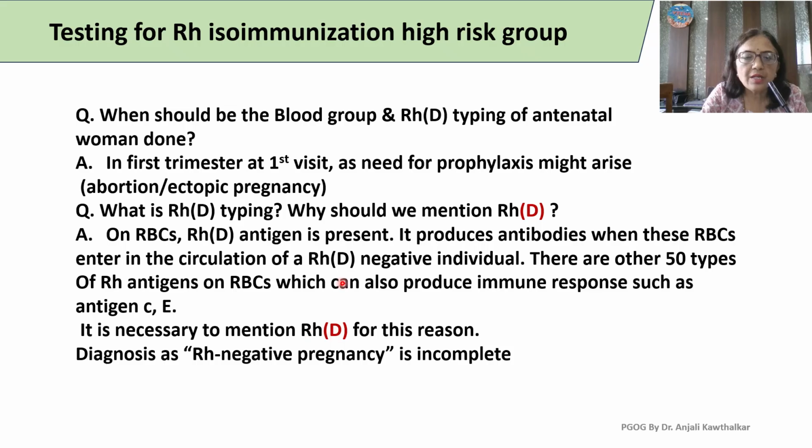When you say RH, there are so many others which might be there, and whenever we use RH, we need to write D. Otherwise, what we see nowadays in the current literature is that RH has been removed, and only D positive, D negative is written. Then there is no need to be more specific. But if you are writing RH, you need to write D in brackets, capital D in brackets. Diagnosis as only Rh negative pregnancy is incomplete.